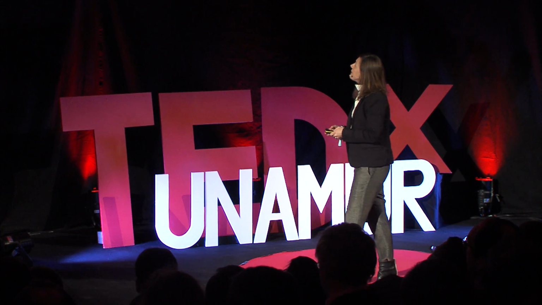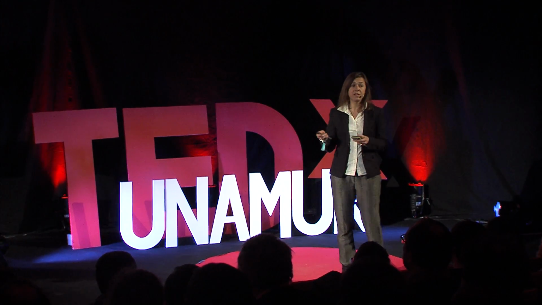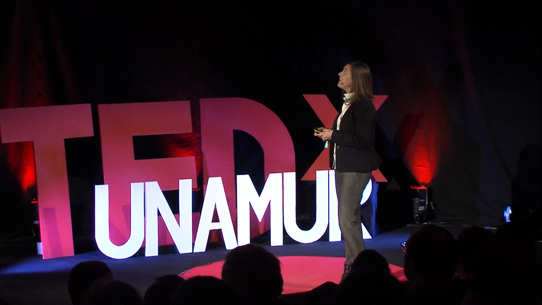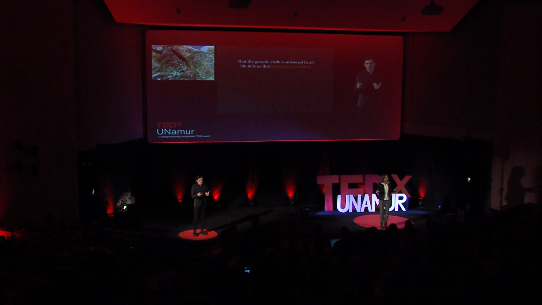But then, what's our DNA instruction book looking like? In each of our cells, we have around 3 billion of those letters, organized on 23 pairs of chromosomes. So you see here, it's a compaction of these four letters. But what makes you different from me is that these letters change. These letters change between all these individuals. So if we all have the same genetic code, it means we are all related. Yes, we are. We are all cousins from each other.